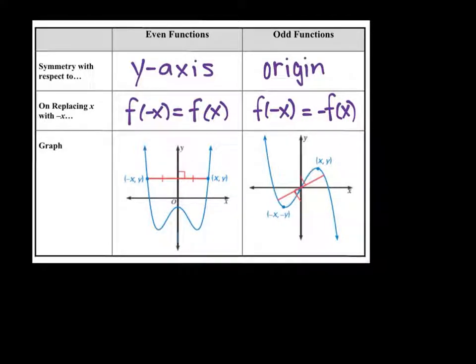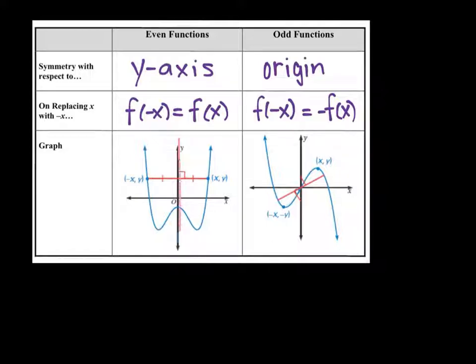We're going to look at two types of functions here. We've got even and odd functions. Now, depending on which one they are, if a function is even or odd, they have a certain type of symmetry. So if a function does end up being an even function, it's going to have symmetry with respect to the y-axis. So that's sort of shown down below there.